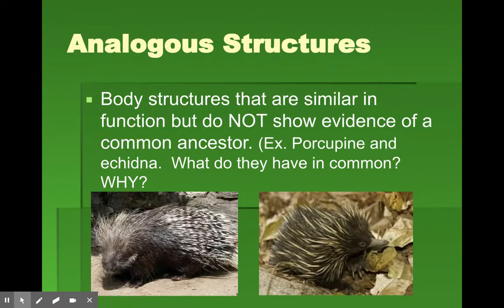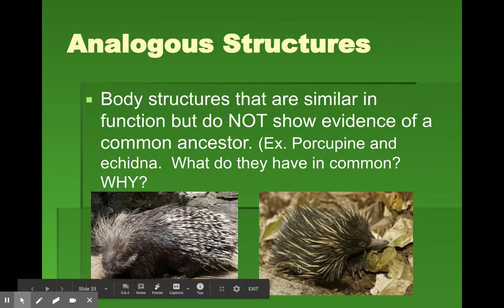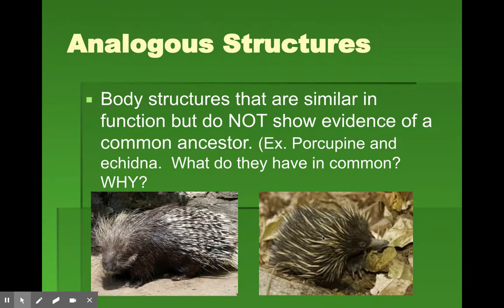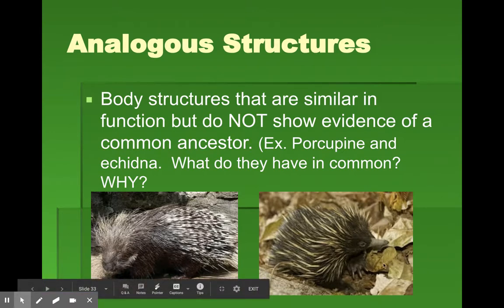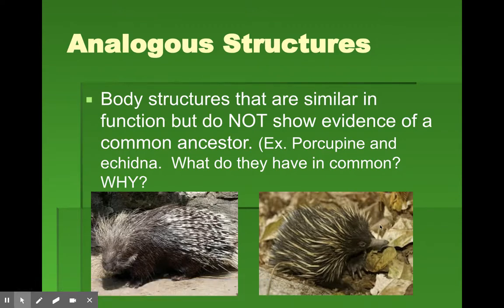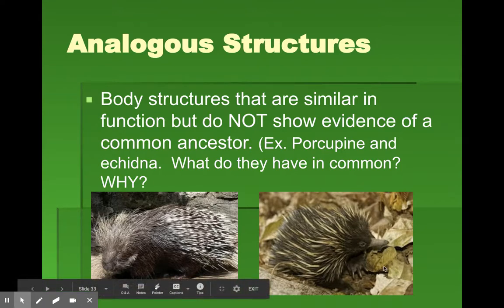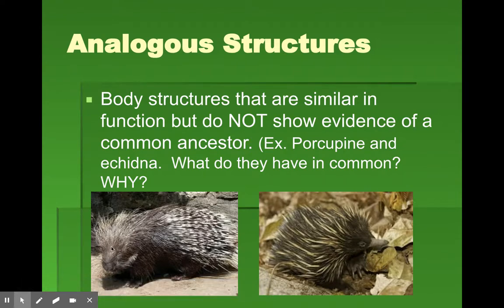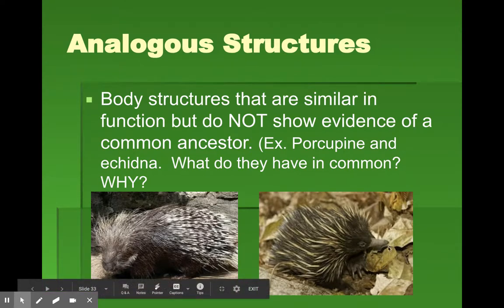A different type of structure here is analogous structures. These are body structures that are similar in function but do not show evidence of a common ancestor. You can see here a porcupine over here and an echidna over here. What they have in common is they have their spikes. But they do not share a common ancestor because they live on completely different continents. So they don't believe that there is a common ancestor. Also, you can see their overall face structures. The echidna has a pointy nose, a lot smaller than our porcupine, which has a fuller nose, a fuller face, in comparing the two.